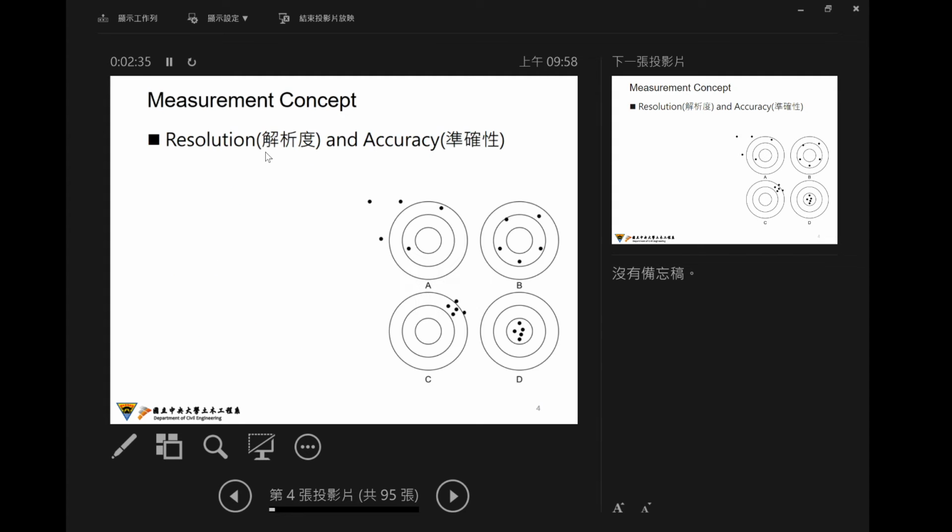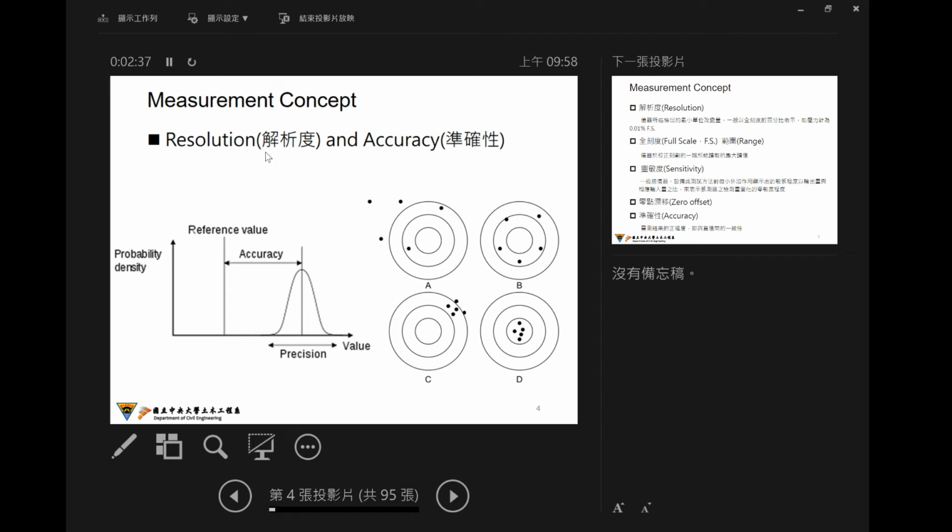But before you start, I would like to have a very quick but very important concept for all of you. And we have two terms. One is the resolution, okay? So this is in Chinese.